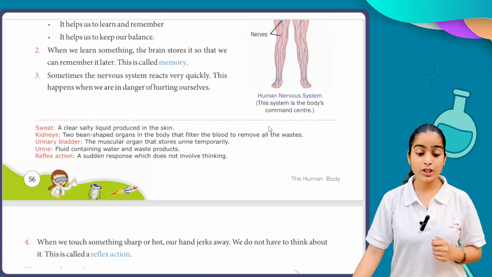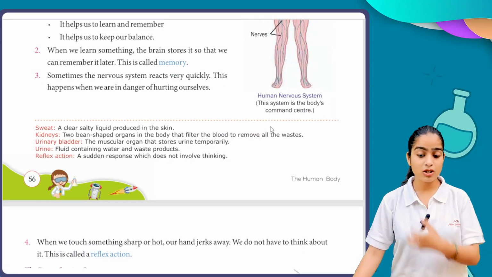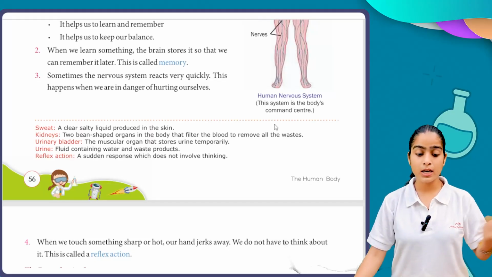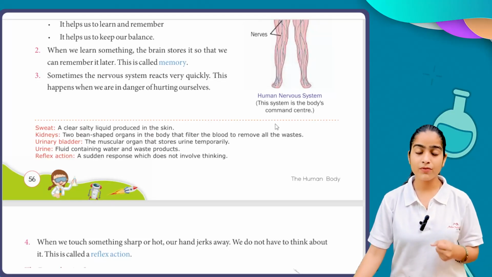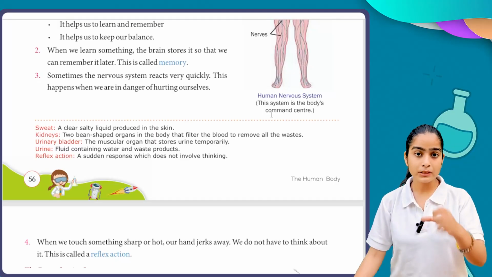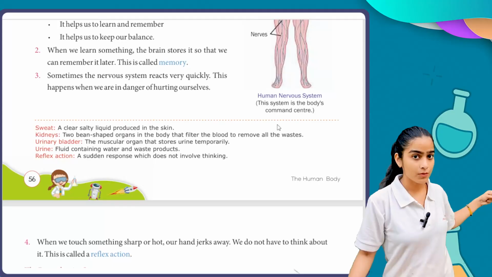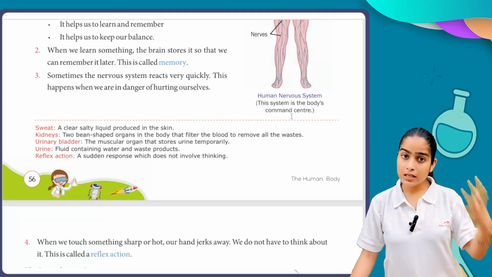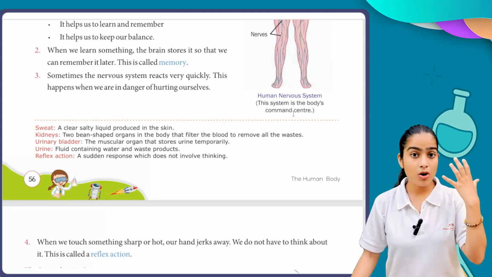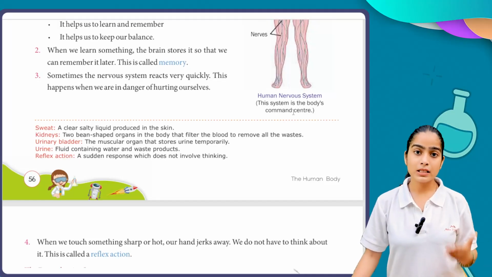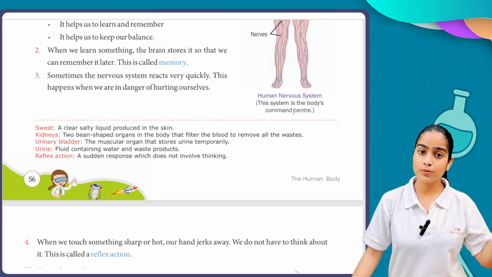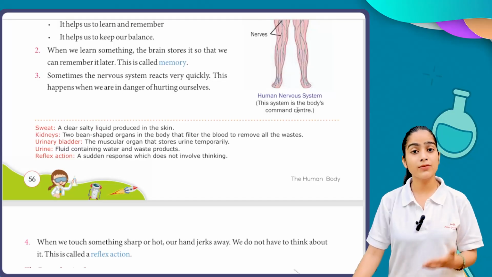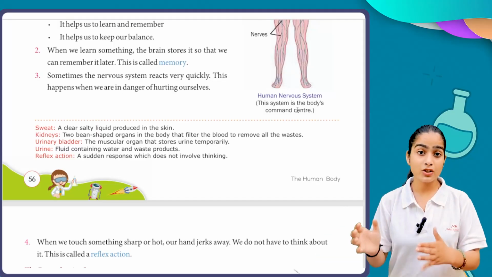After this, when we touch something sharp or hot, our hand jerks away. We do not have to think about it. This is called a reflex action. It means whenever you touch anything sharp or hot, you take your hand away from it, right? This happens in seconds without your consideration. This is an automatic process. That is why this happens with the help of your brain, and this kind of action is referred to as a reflex action.